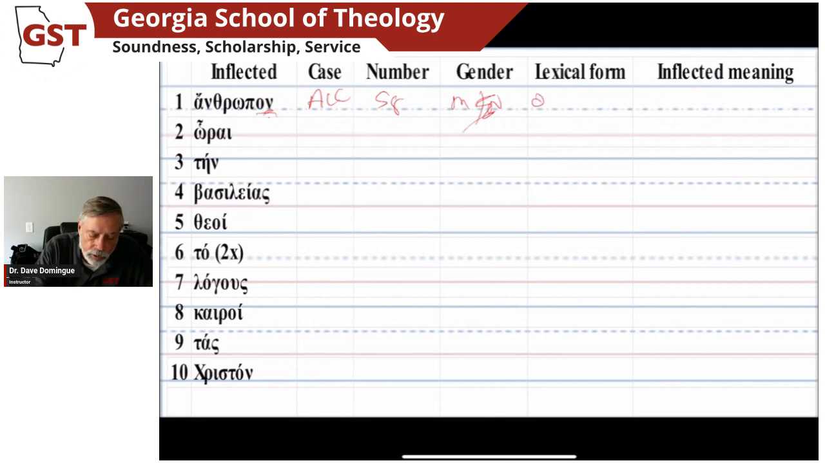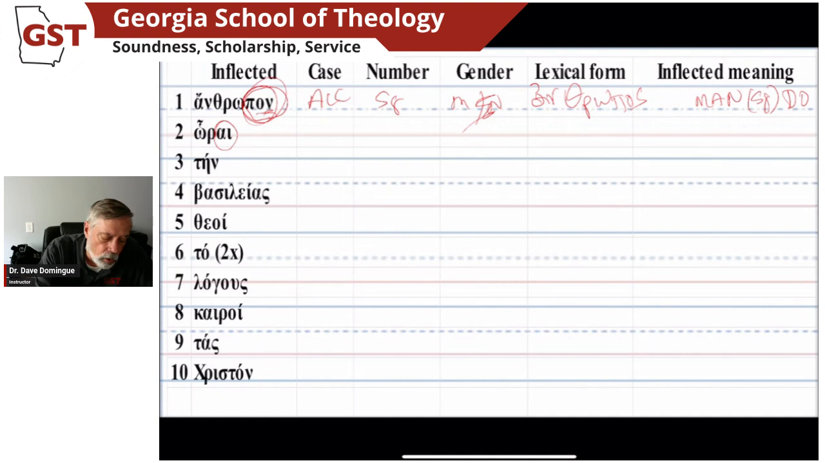I'll go ahead and write it out this time. I'm not going to do it all the times. I can't spell. Anthropos would be its lexical form. Lexical form means how I'm going to find it in the dictionary, right? Inflected meaning talks about what it means in that usage in the text itself, and it's going to mean man or human or mankind in the singular. So it's not going to be mankind, it can be human in the singular in the direct object usage right there.